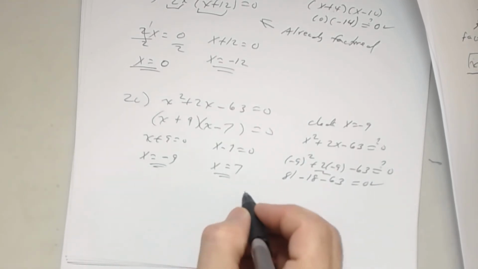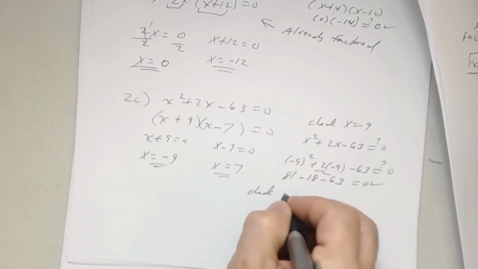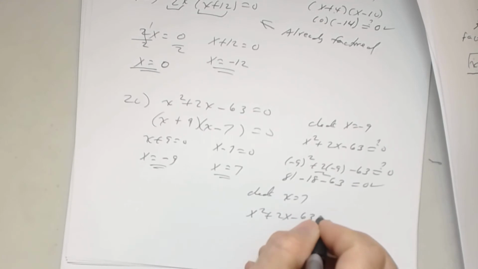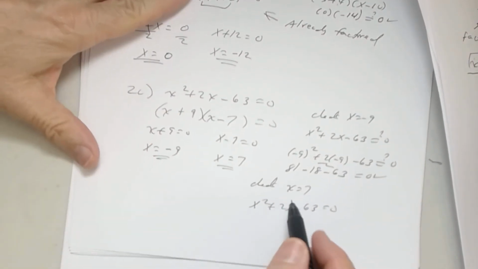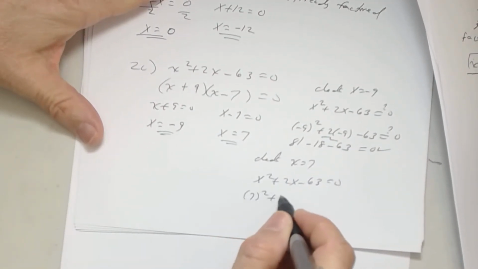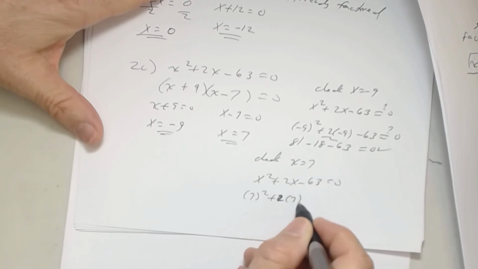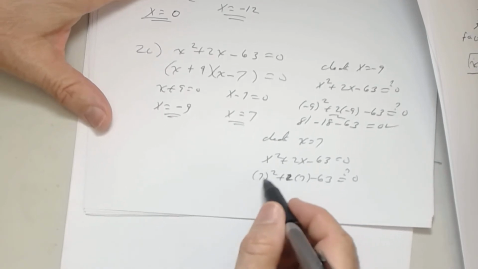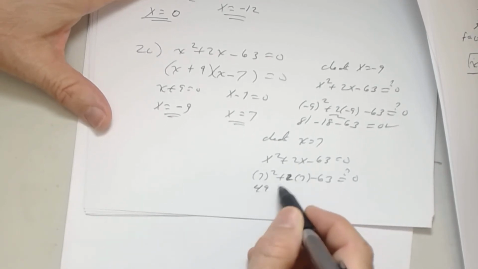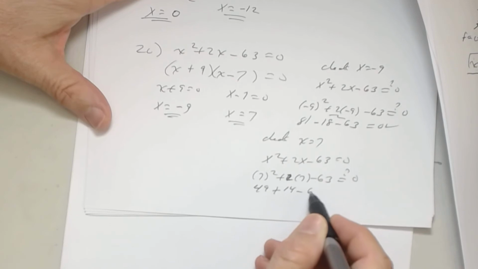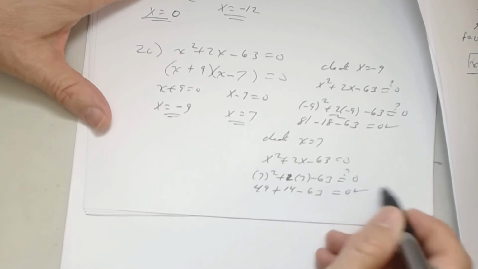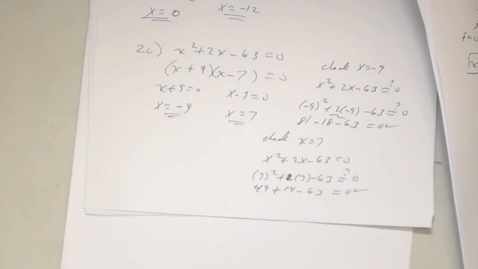But if you do the same thing with 7, so we see the variable x, you're going to plug in 7. So I get 7 squared plus 2 times 7 minus 63. And we'll see that's equal to 0. What's 7 squared? 2 times 7? All right, so 49 plus 14 is 63. Minus 63 is 0. Okay?